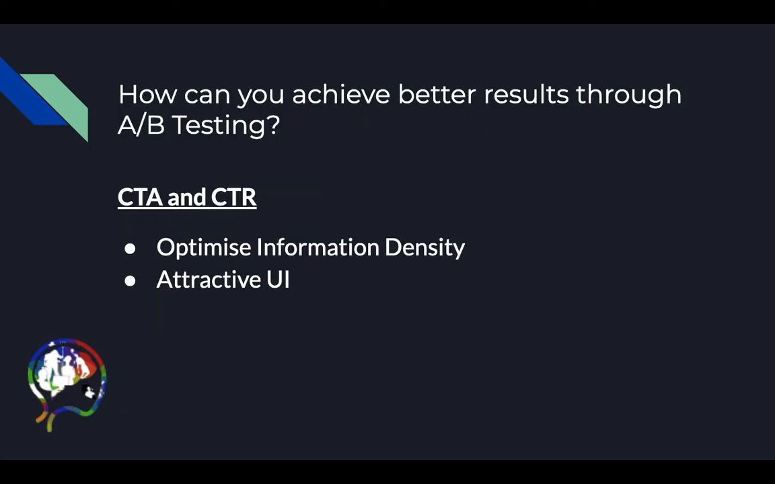So how can you achieve better results through A/B testing? Like I told you, you will get to see how your website performs. The end goal is obviously you want users to use your website, right? So how can you get better results through your A/B testing? I have written here CTA and CTR. What are these? CTA is call to action and CTR is click through rates.